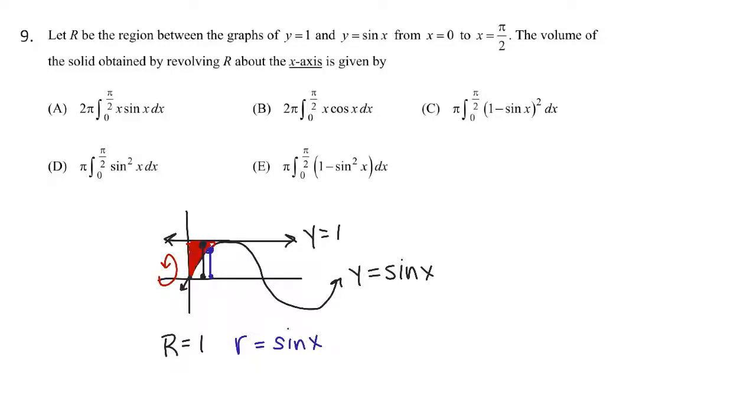So now we're ready to write our volume. Our volume is going to be pi integrated from, and it told us from 0 to pi over 2. And we're going to have big R squared. So big R squared is going to be 1 minus little r squared. And so it looks like that's going to generate for us answer choice E.